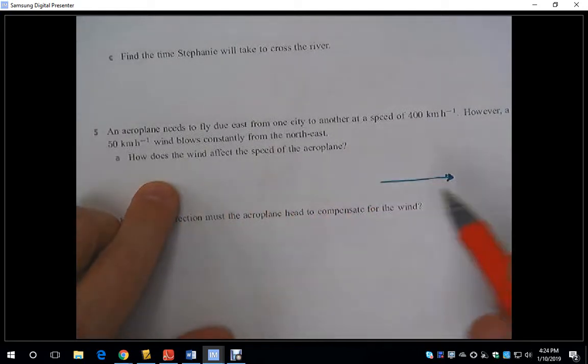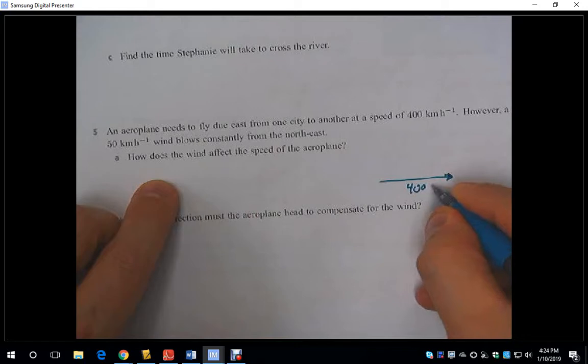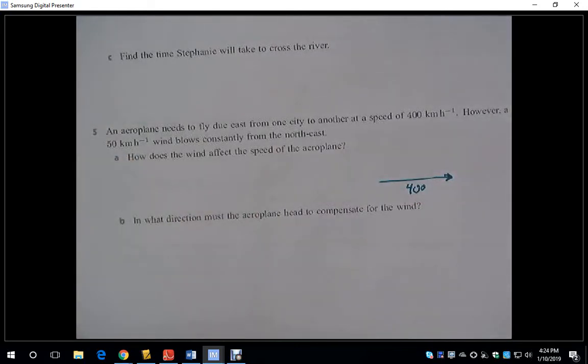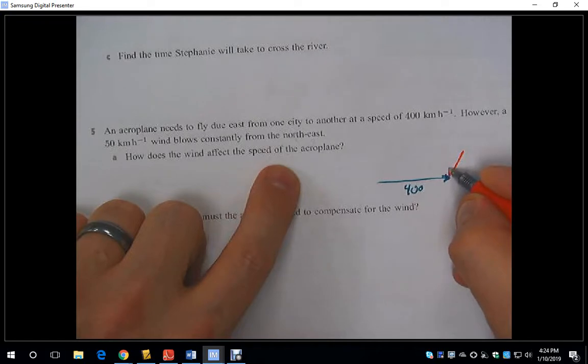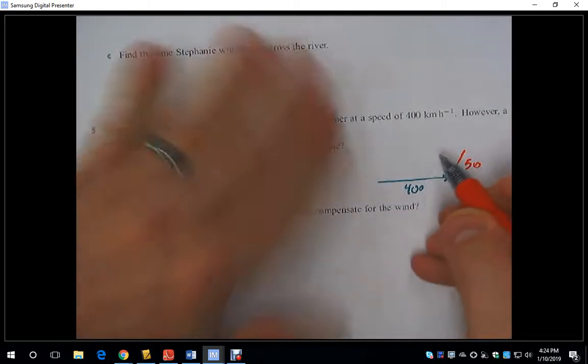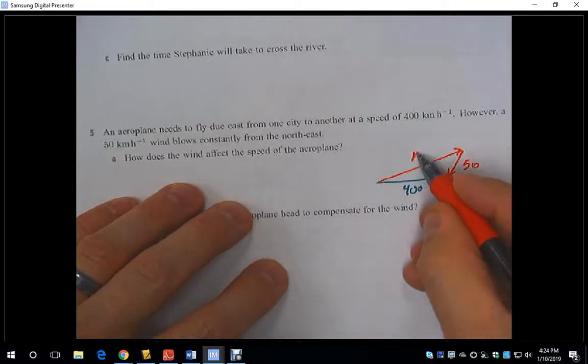Due east from one city to another at a speed of 400. So this should be 400 kilometers. However, a 50 kilometer per hour wind blows constantly from the northeast. So from the northeast, we have this vector here of 50 kilometers. And so how does the wind affect the speed? We're trying to figure out the magnitude of this vector right here.